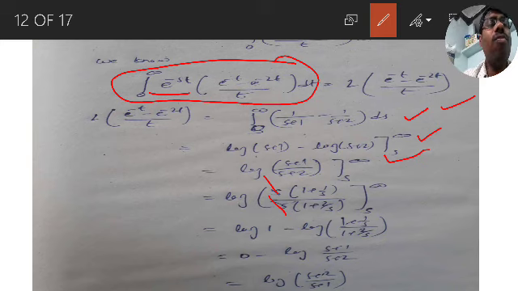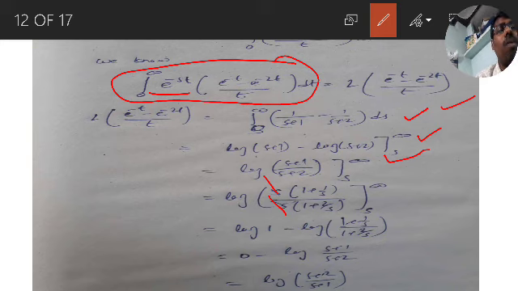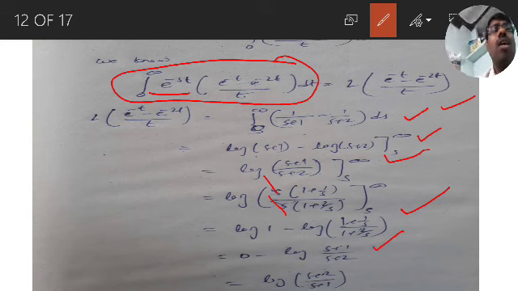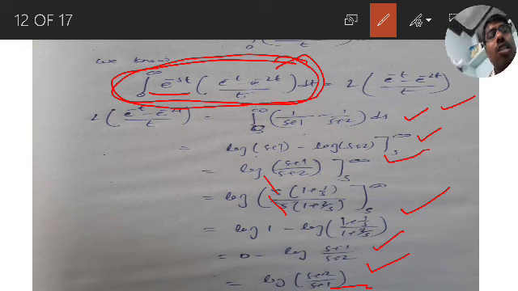Now 1 by infinity is 0 and 2 by infinity is 0, therefore log of 1 minus log of 1 plus 1 by s over 1 plus 2 by s. Log 1 value is 0, minus log of s plus 1 by s plus 2; minus of log x by y is log y by x. Therefore it is log of s plus 2 by s plus 1. So we got this integral value as log of s plus 2 by s plus 1.